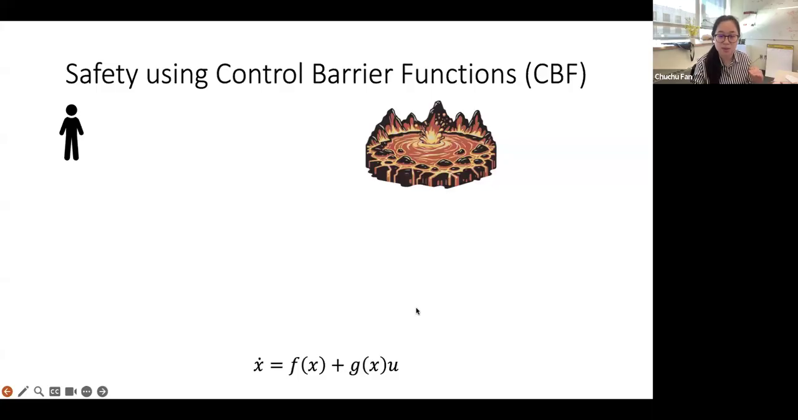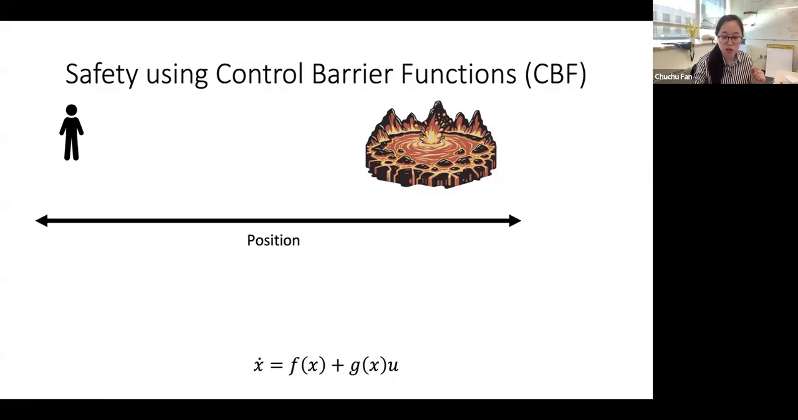But for now, let's assume that we know the system dynamics, and it could be nonlinear and high dimensional. I'm not trying to pose any other constraint, but I want to use this one-dimensional example to show you what a control barrier function is. Let's say we're playing a video game of controlling this person who needs to stay away from the unsafe region, which is a lava pool here. What we can do is just control this person horizontally, controlling the velocity. So instead of controlling the position, you can think of it as just controlling the speed of this person running towards or back from the lava pool.